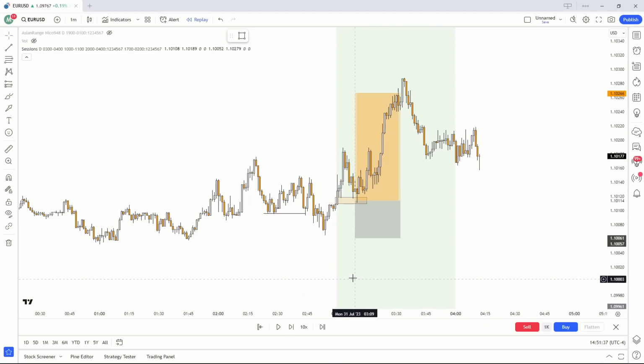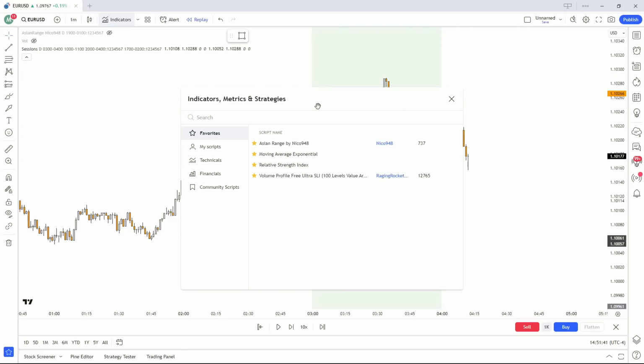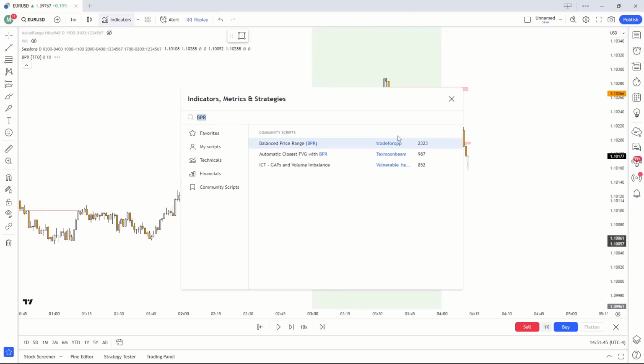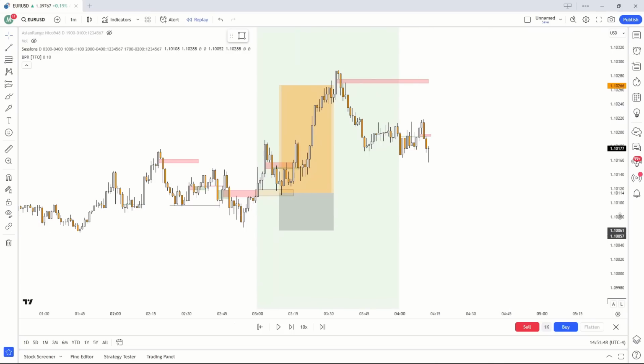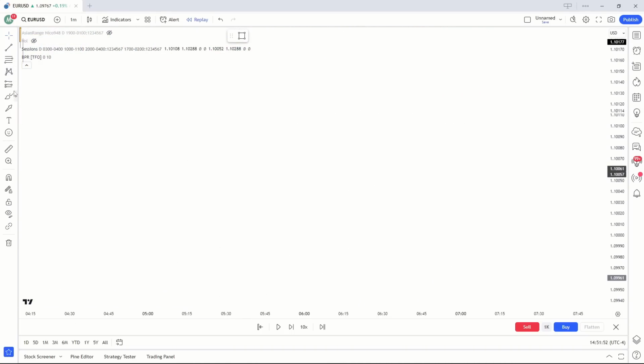So once you have the sessions, the next indicator I recommend you use is the BPR, balanced price range, trade for ops. So all balanced price range is when, let me just show you guys right here.